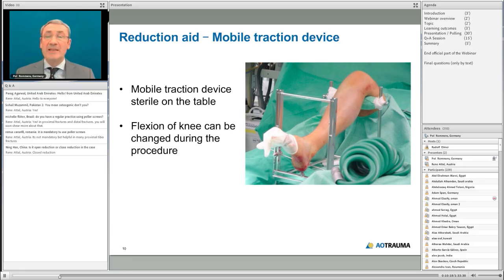Another option is to use a mobile traction device. This is a sterile device that is put on the operation table, and the leg is put on this device. The advantage is that the knee flexion can be changed during the procedure. When you ask me, where is this device available? Well, this was made by our technical department at University Hospital. So there is no patent on it, and you can copy it if you want.